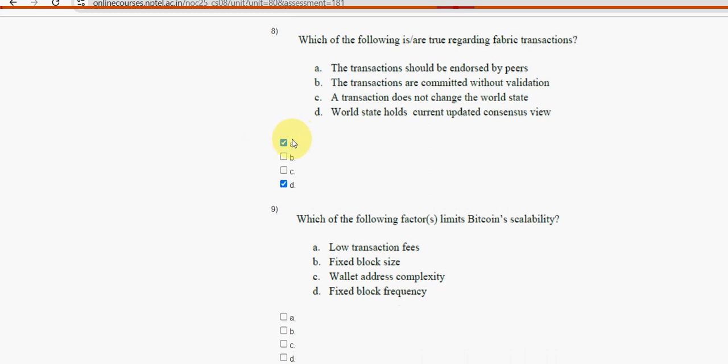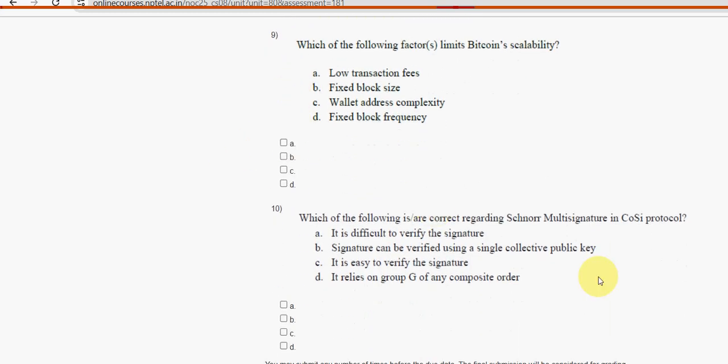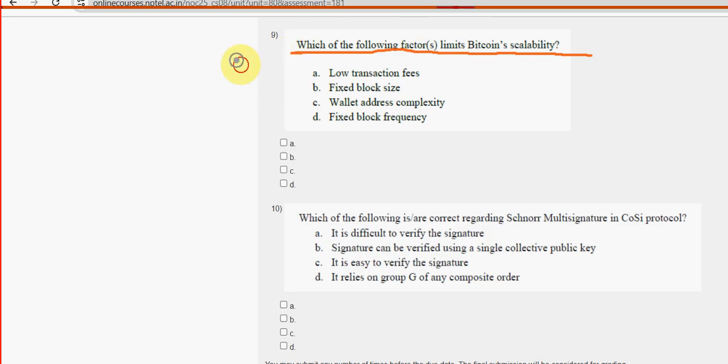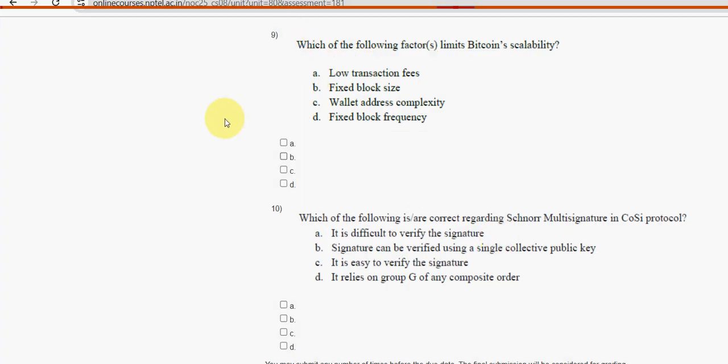Now let's move on to the ninth one. Which of the following factors limits Bitcoin's scalability? For ninth question also we have got two probable solutions. Option B, fixed block size, and the other one is fixed block frequency. So mark option B and option D as the probable solutions for ninth question.